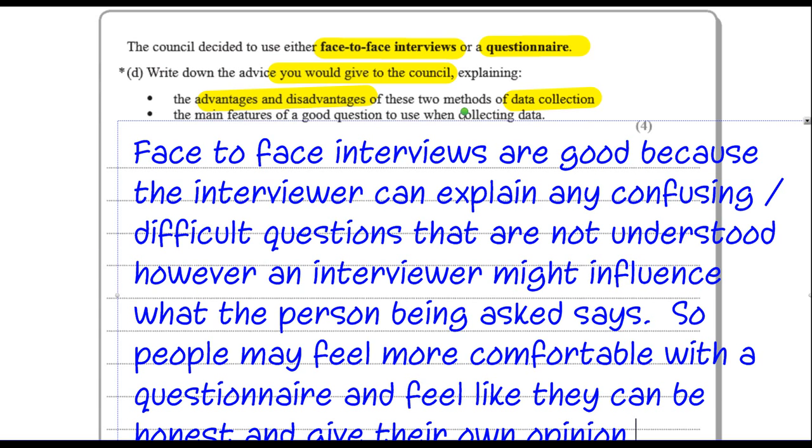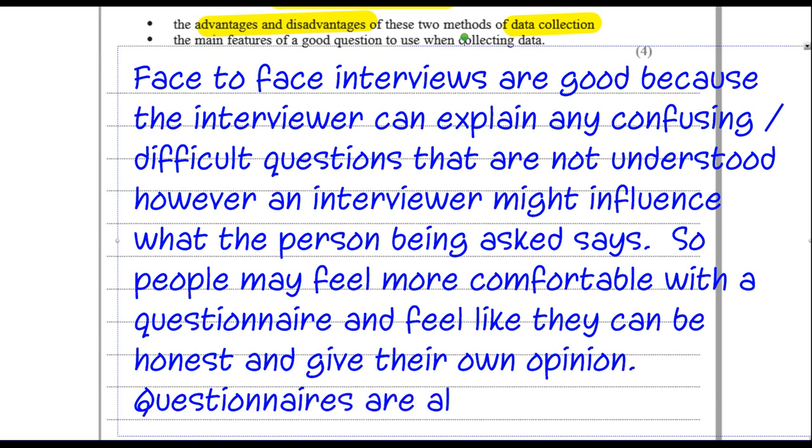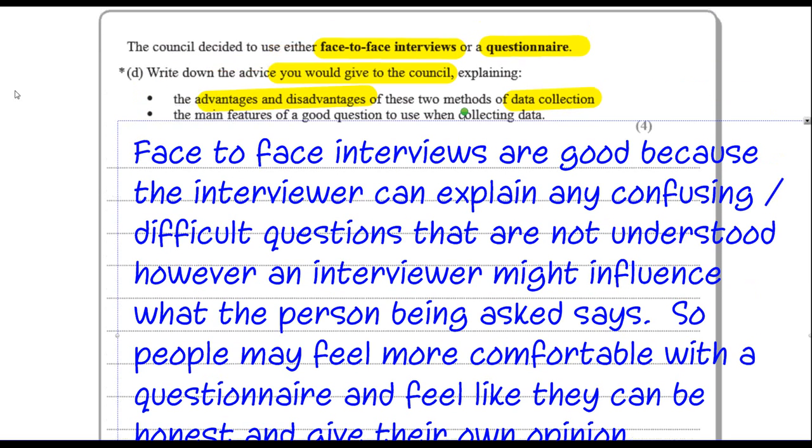Okay, so I've given some good and bad points. Questionnaires are also cheaper and quicker and easier to carry out. That's kind of the first part of the question done. We've written quite a lot for the advantages and disadvantages.